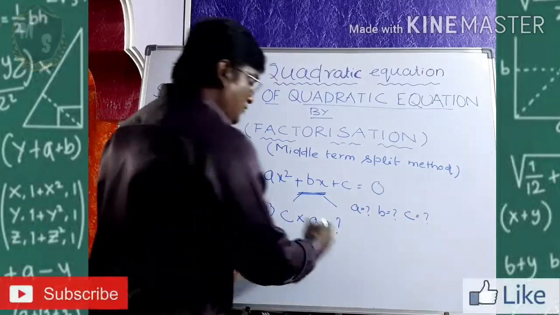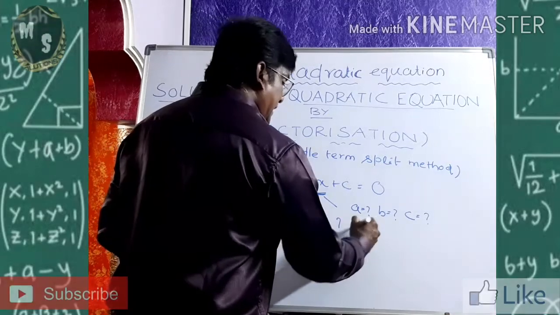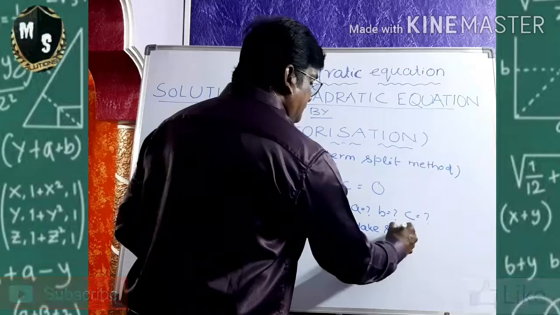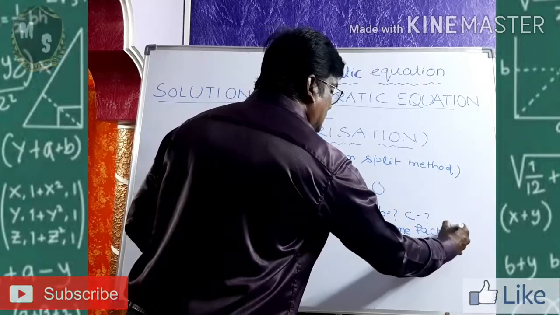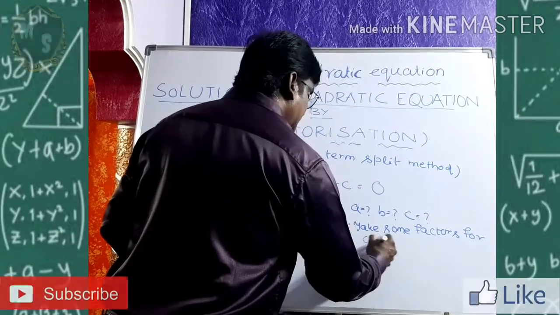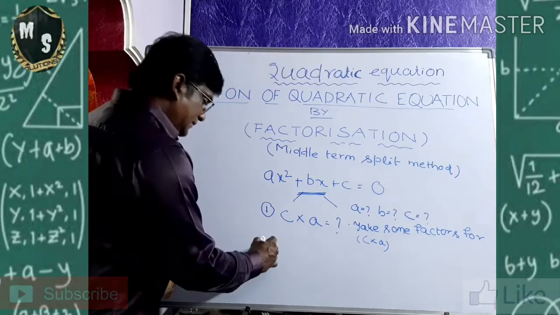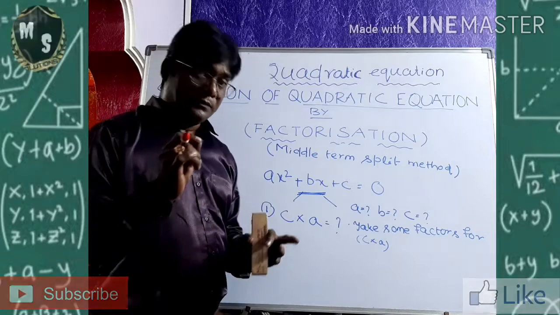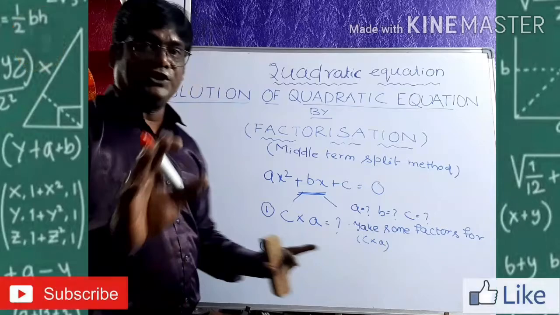Now you have to go for the factors of C into A. What is coming? Take some factors for C into A. And now the second step is a very important step. After getting C into A, suppose C into A is 12.